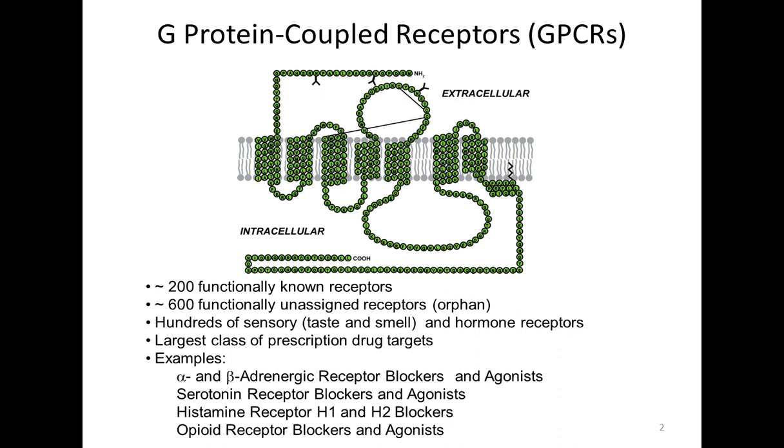Some examples that you might be familiar with are beta blockers. These block the receptors that bind adrenaline. Serotonin receptors are often targeted in several neurological disorders. And maybe most familiar are the opioids. These are receptors that are targeted in pain.